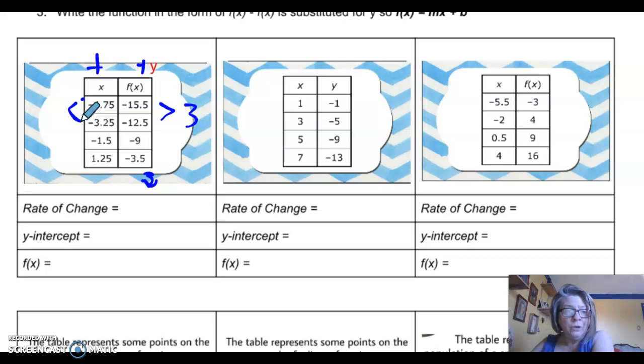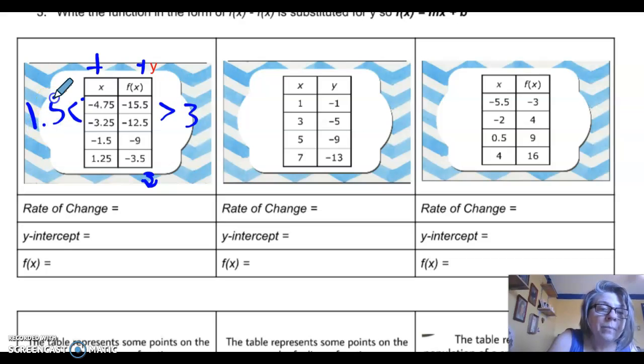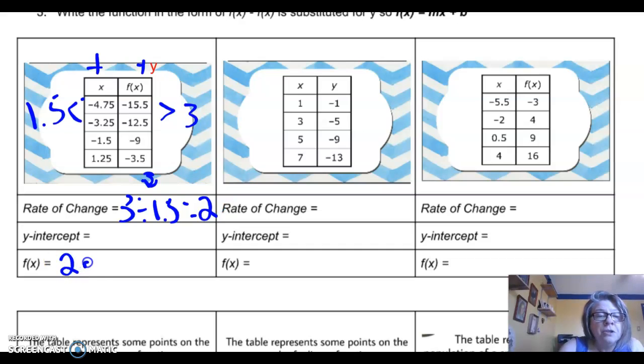I'm going to get my calculator and just subtract those since they are the same. When I subtracted those, I got 3, and over here, I got 1.5. So if I divide 3 by 1.5, because it's f of x divided by x, then I get 2. So my rate is 2. So my equation is going to be f of x equals 2x.